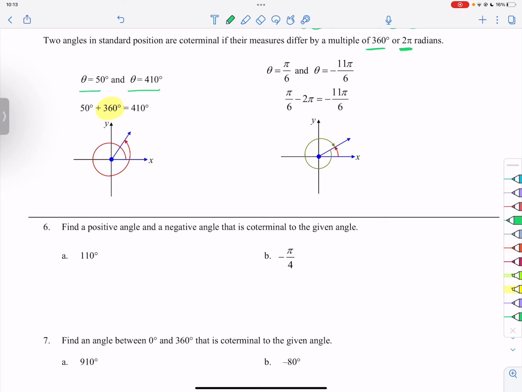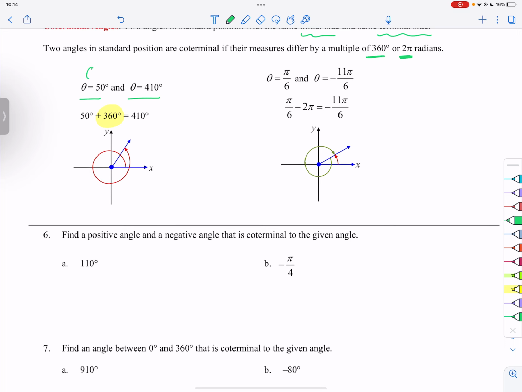And I'll show you that. So this is 50 degrees. We rotated 360 degrees and we ended up back here again. So we have coterminal angles. These are coterminal angles because their degree measures differ by 360 degrees.